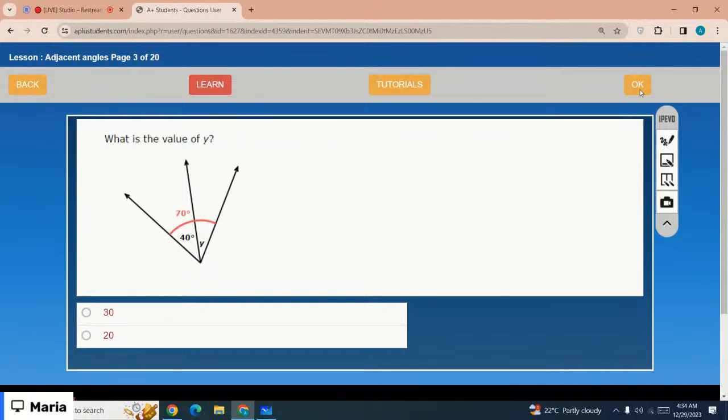Yes, it is. The total angle you are given is 70. One of the smaller angles you are given is 40. You need to find the second one. So basically that is 40 plus the smaller angle equals 70. So you have to subtract. So that would be 30 degrees. Very good. The correct option is 30.